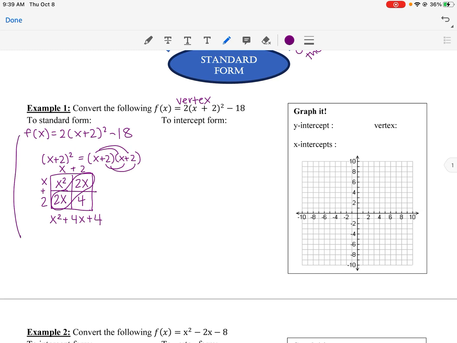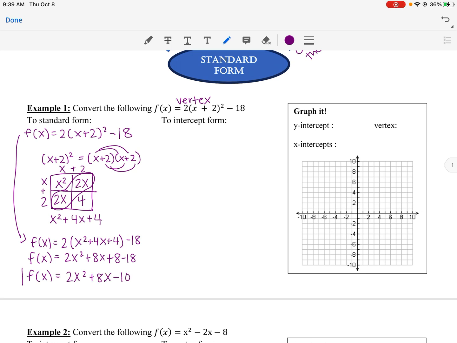Okay, so now let's write what we found out. We've got f of x equals 2. We now have x squared plus 4x plus 4. We still got a minus 18. We are now going to have to multiply the 2. So we get 2x squared plus 8x plus 8 minus 18. So our final answer here, as we simplify, we get 2x squared plus 8x minus 10.